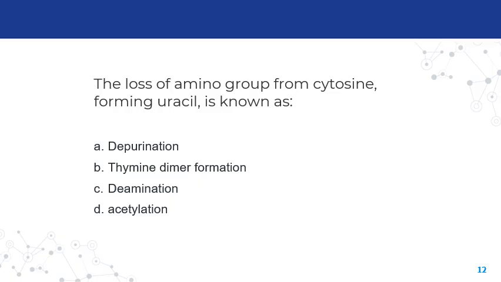All right, the loss of an amino group from cytosine forming uracil is known as what?